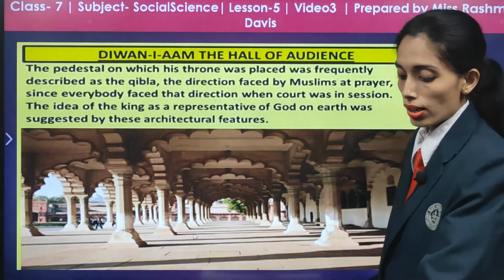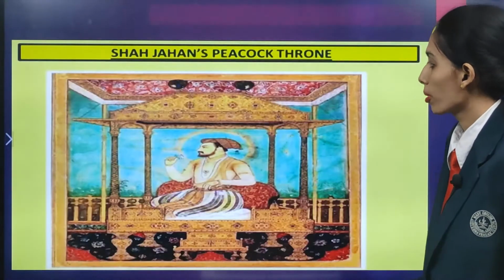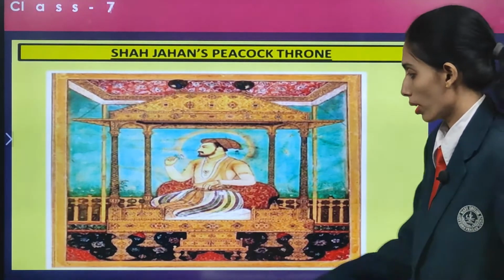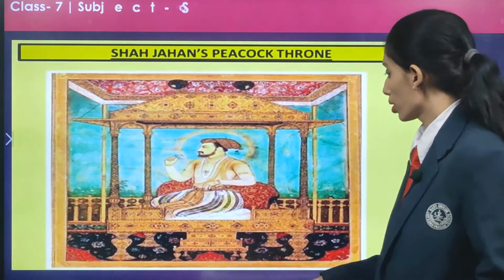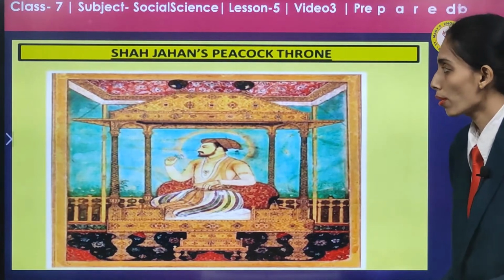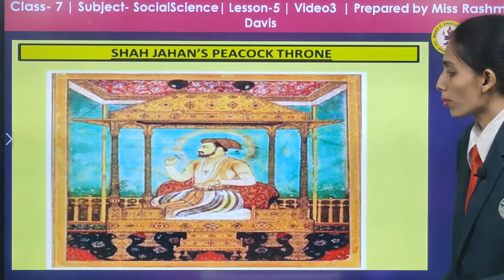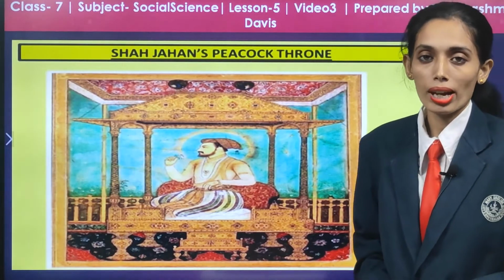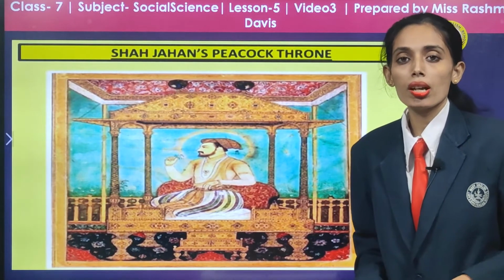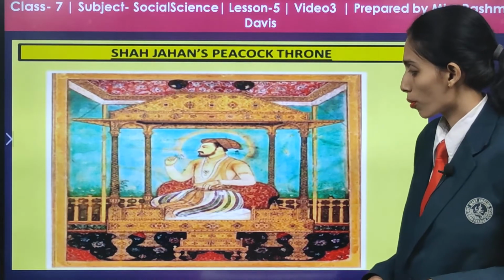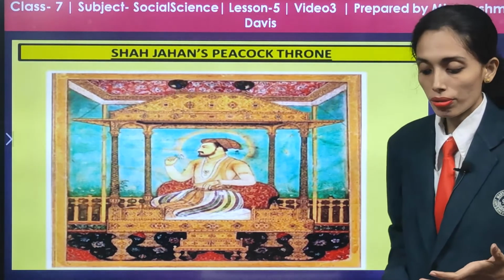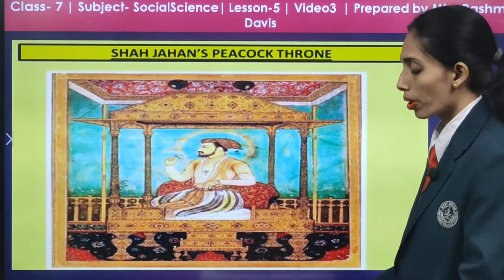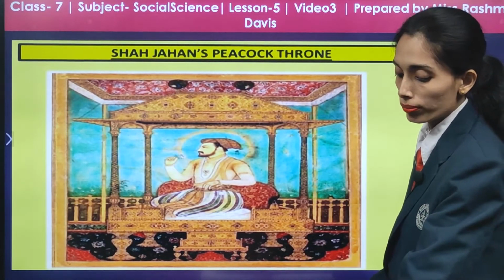This is the same picture which has been shown to you all. This is the peacock throne. You can see the beautiful peacocks over here, and this is the throne of Shah Jahan. Here he would listen to the problems of the people. Whatever the problem used to be, he would give the final verdict, the final judgment, and people would love to listen to him from his throne.